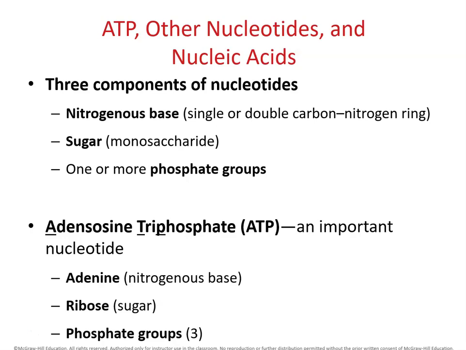So our nucleotides are always made of the same three pieces. First, we're going to have a nitrogenous base, and nitrogenous just means it contains nitrogen. In the case of ATP, our nitrogenous base is adenine. Then we're going to have a sugar, and the sugar is a monosaccharide, so it's just a one-ring sugar. And our sugar in ATP is ribose. Notice the OSE, that gives it away that it's the sugar. And then all nucleotides have one or more phosphate groups. ATP has 3 phosphate groups.